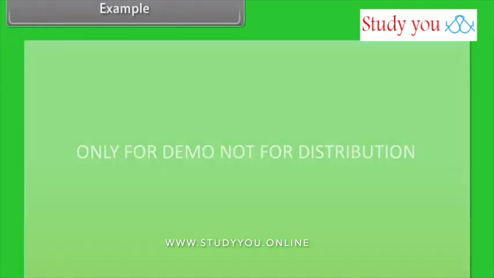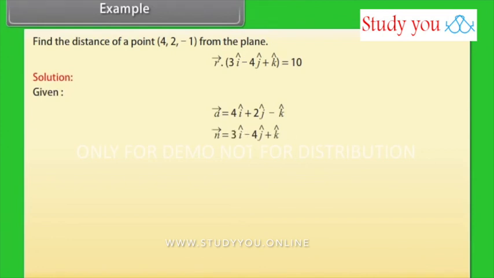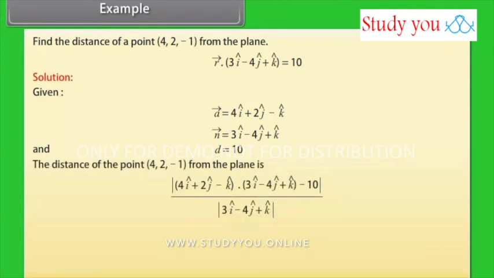Example. Find the distance of a point (4, 2, minus 1) from the plane. Solution. Given vector A equals 4 cap i plus 2 cap j minus cap k. Vector n equals 3 cap i minus 4 cap j plus cap k. And d equals 10. The distance of the point (4, 2, minus 1) from the plane is equal to modulus of 12 minus 8 minus 1 minus 10 by modulus of square root of 9 plus 16 plus 1 equals 7 by square root of 26.